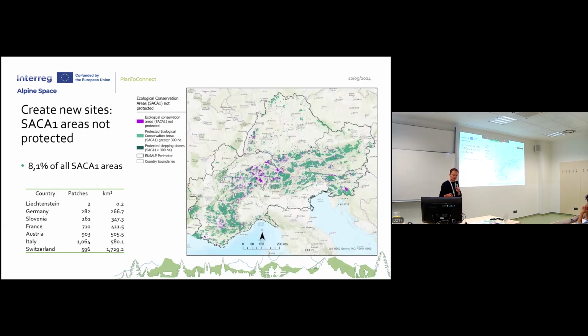And coming to the option of creating new sites, we found out that these SACA 1 areas, where ecological permeability and connectivity is working actually very good, most of them are protected, but 8.1% are not protected. So most of them are located in Switzerland. I don't know why, probably because Switzerland is not within the European Union and they are not forced to install Natura 2000 sites, but this is just an assumption.